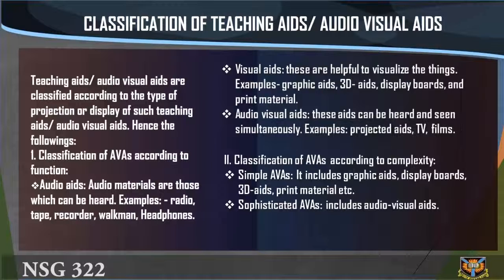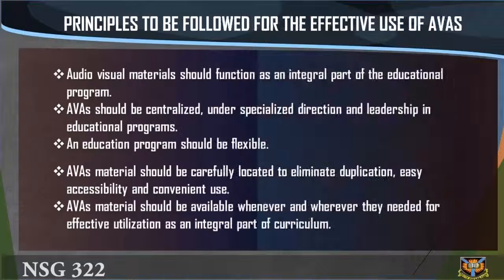Visual aids. These are able to visualize things. Examples: graphic aids, 3D aids, display boards, and print material. Audiovisual aids. These aids can be heard and seen simultaneously. Examples: projected aids, TV, films. Classification of audiovisual aids according to complexity. Simple audiovisual aids include graphic aids, display boards, 3D aids, print material, etc. Sophisticated audiovisual aids include audiovisual aids.